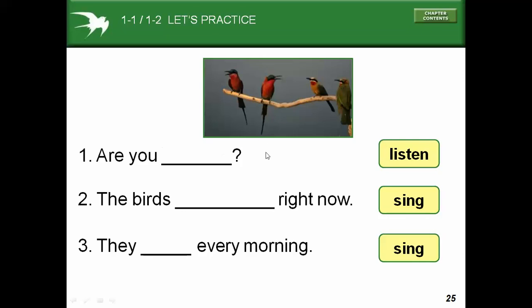Okay, look at this sentence. We need to fill in the gap with these verbs. Listen. Are you listening? Correct. The birds are singing right now. They sing every morning, and we use the verb sing.